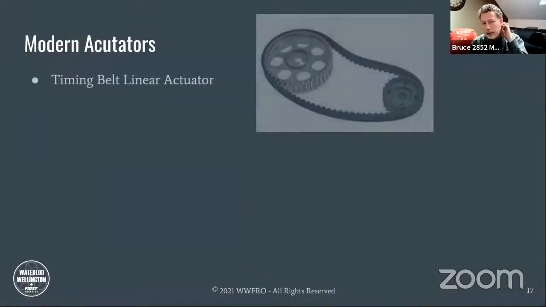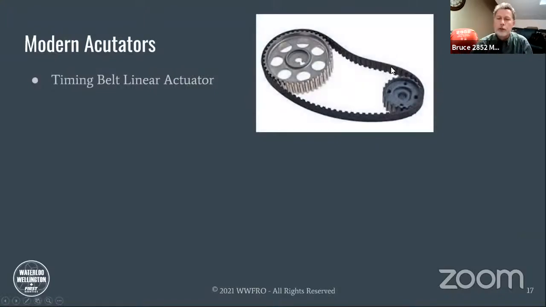Timing belt, linear actuator. For those of you who aren't familiar, a timing belt is just a flat rubber belt that on the inside has essentially square teeth. These teeth mesh with sprockets that have a corresponding square tooth. And very popular because they are very accurate, give you accurate motion, there's no slippage, and they can also transfer high loads.